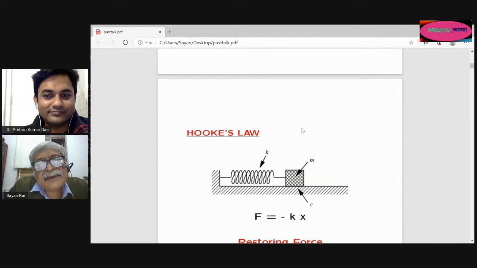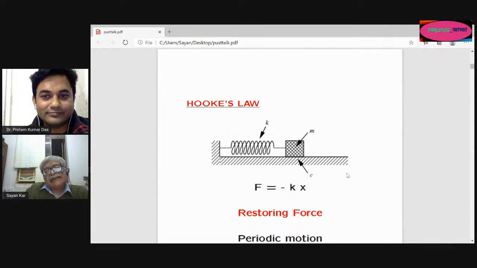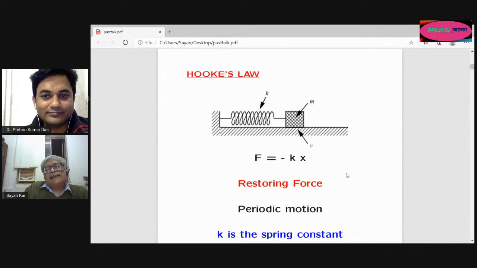And the basic law that governs the physics related to springs is what is known as Hooke's law. This was discovered or proposed by Robert Hooke, or understood by Robert Hooke, many, many years ago. And the law is very simple, and all of you know it. It is something that is known to everyone.